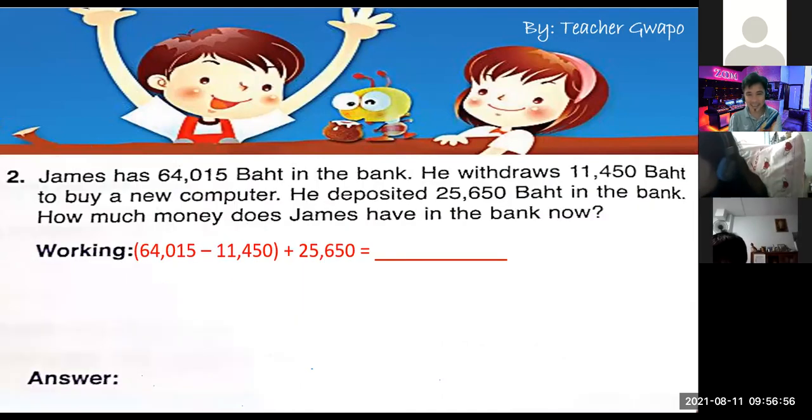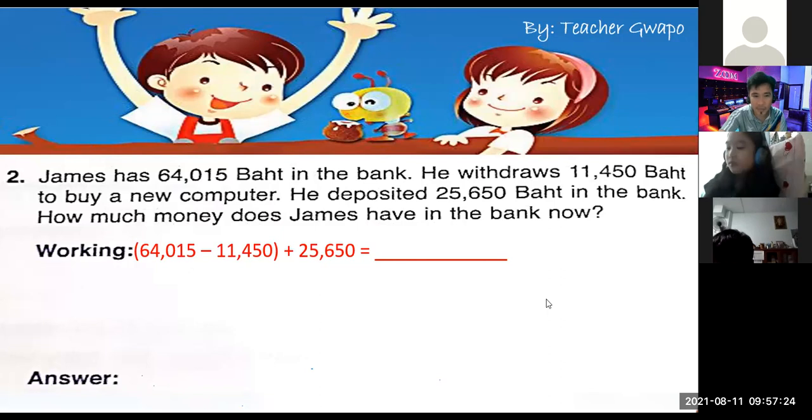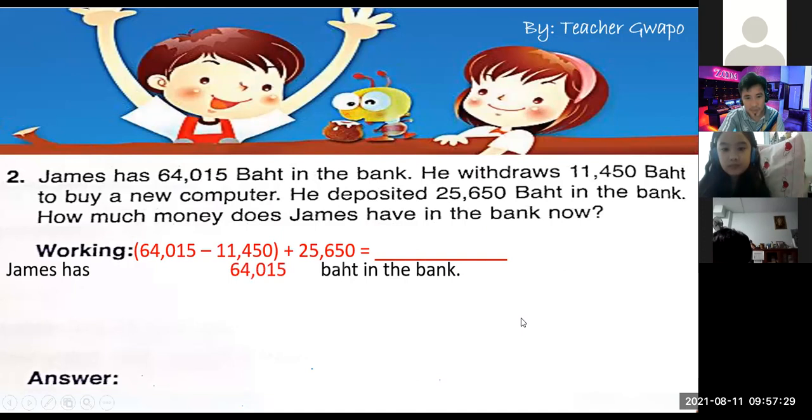Okay. Now this is the second problem. James has 64,015 baht in the bank. He withdraws 11,450 baht to buy a new computer, and he deposited 25,650 baht in the bank. How much money does James have in the bank now? So this is the working or the mathematical sentence. So first, we will write here the amount of money that he has in the bank. So James has 64,015 baht in the bank.